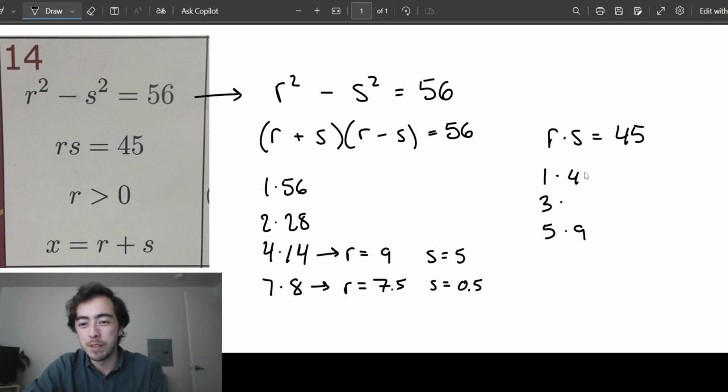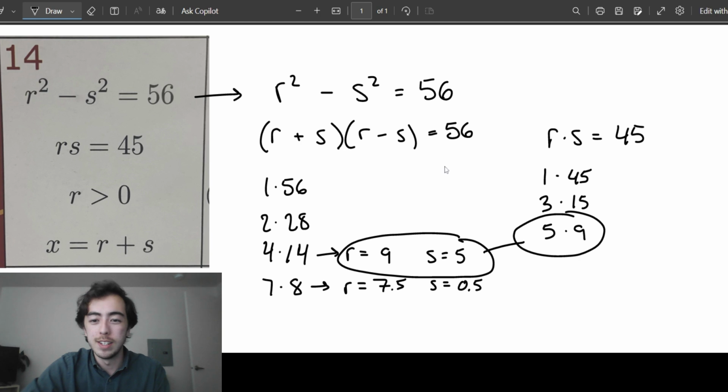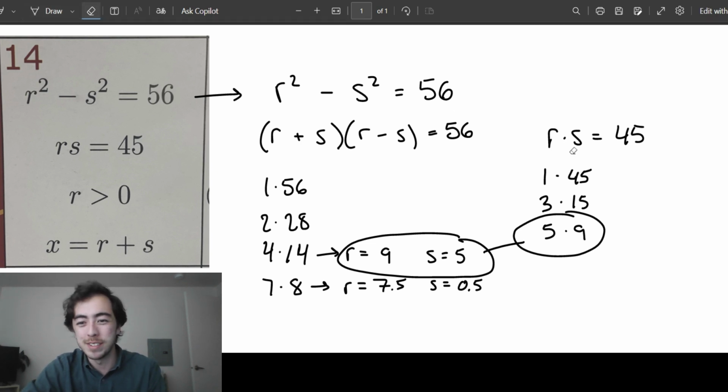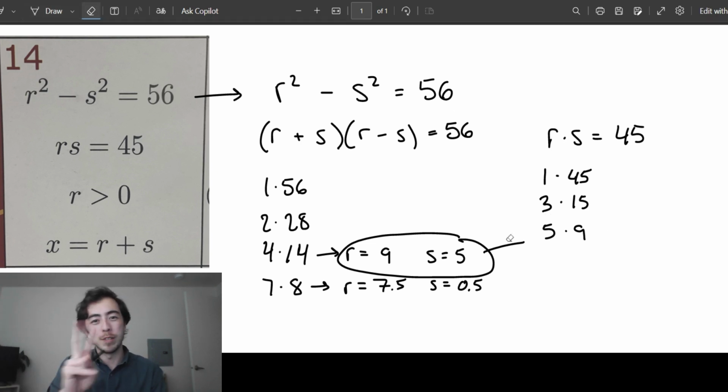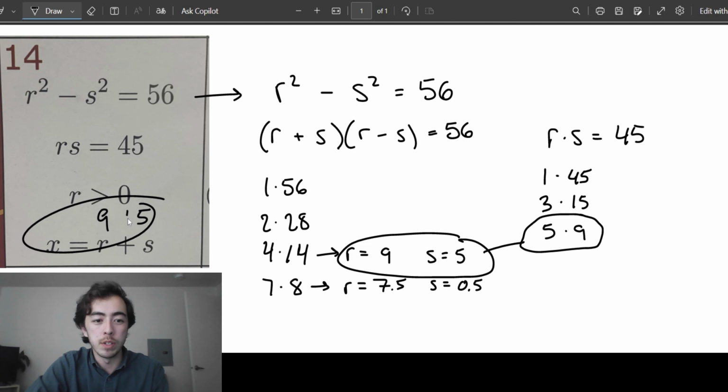We could do 1 times 45, we could do 3 times 15, we could do 5 times 9, and I'm seeing that this links up with the other example. I guess technically I would need to say that R is 9 and S is 5. It's a little bit backwards, but like I said earlier, you can flip multiplication and it's the same thing. So basically I found my answer now. I think I now know that R is 9 and S is 5, and when we add them we do get 14, so we're all done.